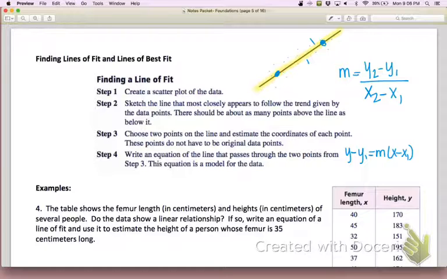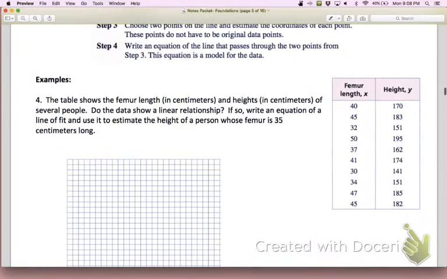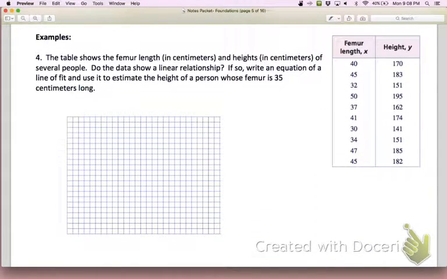Okay? So if we look at number 4, the example down here, what we're going to do is compare femur length in centimeters, that's one of the bones in your leg, to your overall height in centimeters for several different people. Now, people vary, so we're not going to expect it to make a perfectly straight line, but we're going to see if it's close to a straight line or not. And then if it is, then we'll write an equation of the line of fit that we're going to pick and use that to estimate the height of a person whose femur is 35 centimeters long.